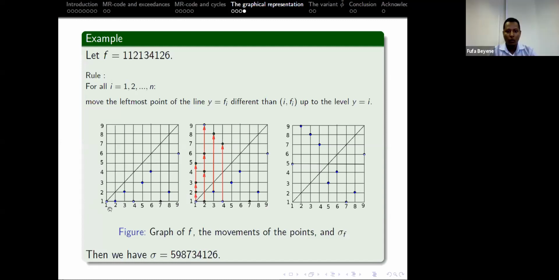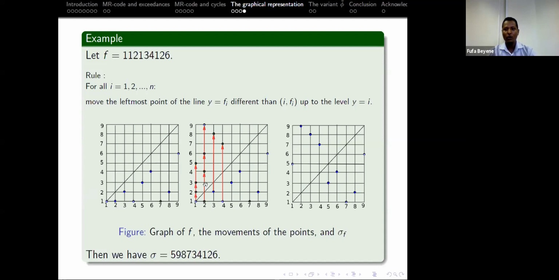And for y equal to f(2), f(2) is 1 here, and the leftmost point is this point at (1, 1). So you move this one into the level 2 here, because you move this one into the level y equal to i. And for y equal to f(3), you have f(3) equal to 2, y equal to f(2) on this one. The leftmost point is here, the point (1, 2), and this point will be moved to the level 3 here, because the x coordinate here is 3.